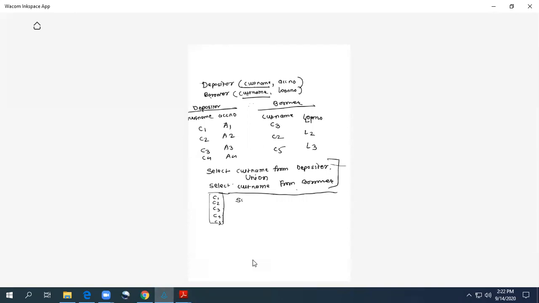We'll see here the solution of this query. The solution will be select customer name. The solution is very simple, student. You should only be familiar with the set operators. Select customer name from depositor. Now instead of the union operator, I will use intersect here, right? And SQL is not case sensitive. I am writing capital, small, everything is the same, right? So select customer name from depositor, intersect. My second query will be select customer name from borrower.